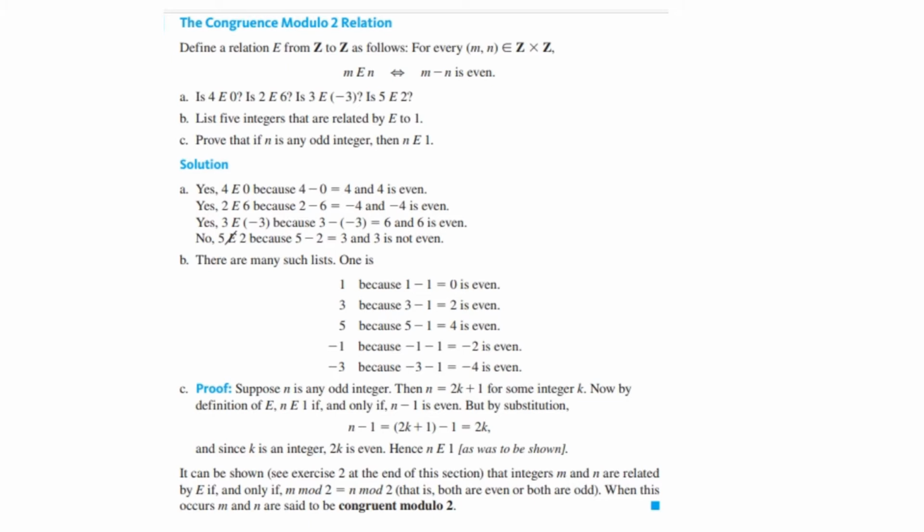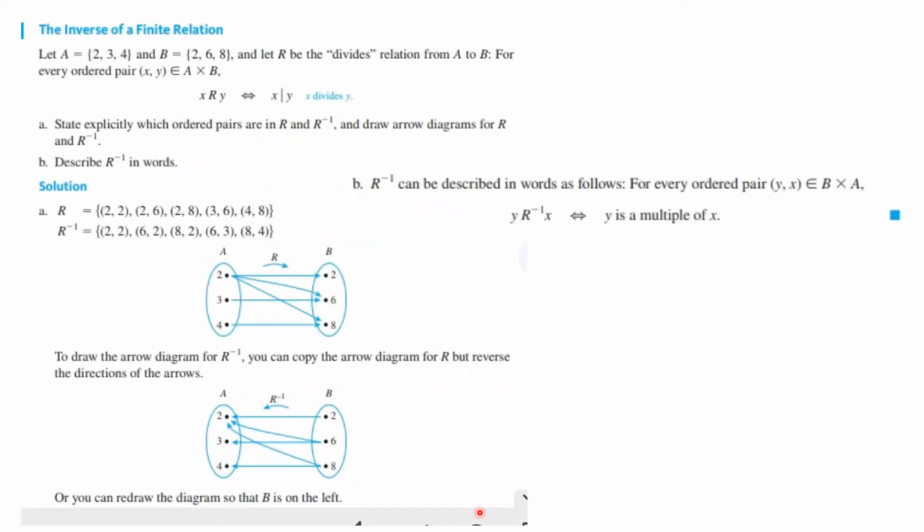Let's talk about an example of the inverse of a finite relation. We have a set A is {2, 3, 4}, B is {2, 6, 8}, and let R be the divides relation from A to B. So x R y if and only if x divides y. That's how you read this bar in this case. We're supposed to state explicitly which ordered pairs are in R and R inverse, and then draw arrow diagrams for R and R inverse.